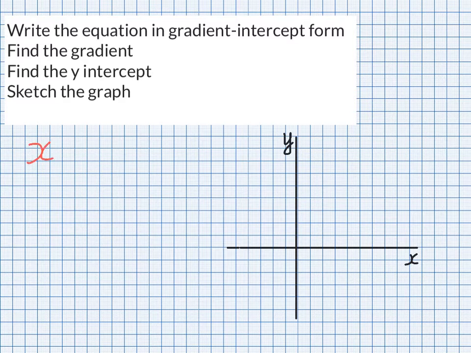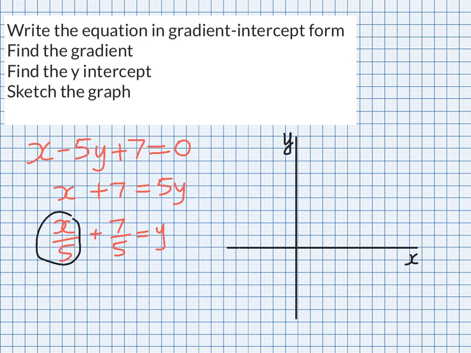Okay, so let's look at a line in this form. x minus 5y plus 7 equals 0. x plus 7 equals 5y. Divide through both sides by 5. And we get x over 5 plus 7 over 5 equals y. Now that's okay, and many of you will be able to read off the gradient when it's written like this, or we could write it like this, which I think is slightly nicer in this context. So 1/5 x plus 7/5 equals y.